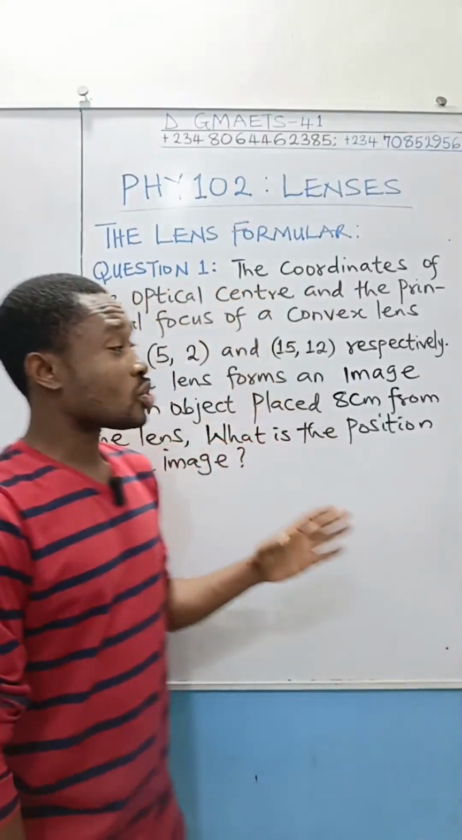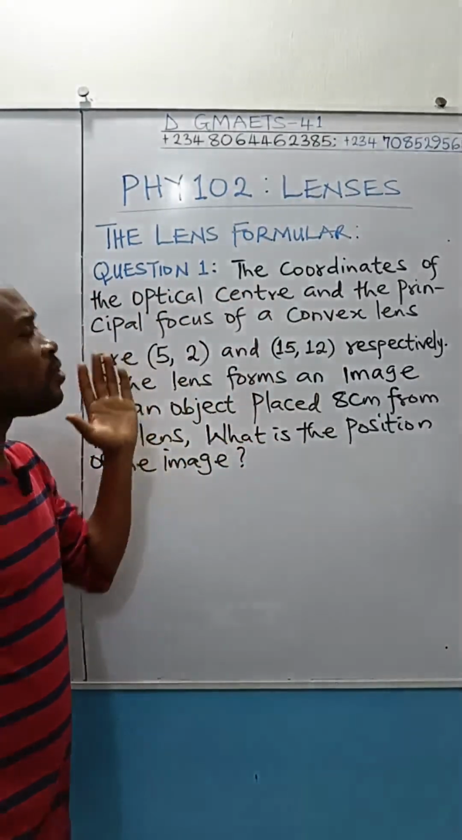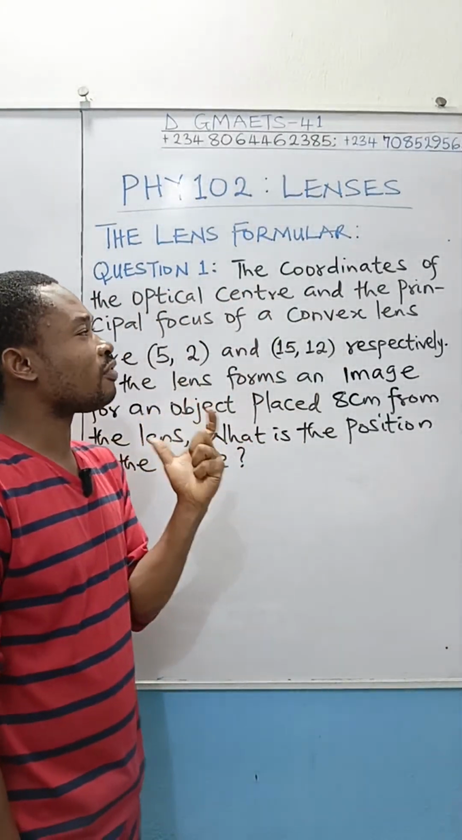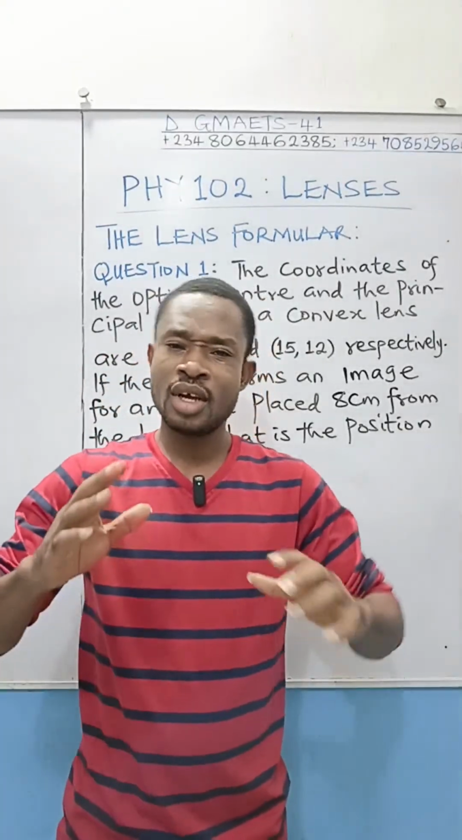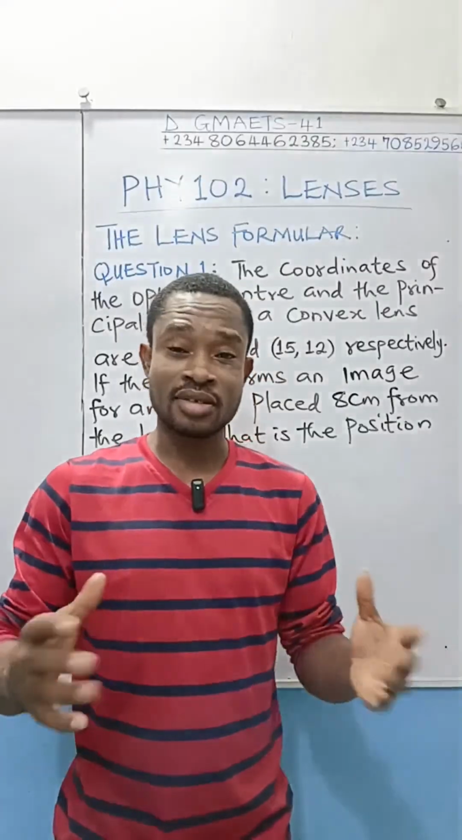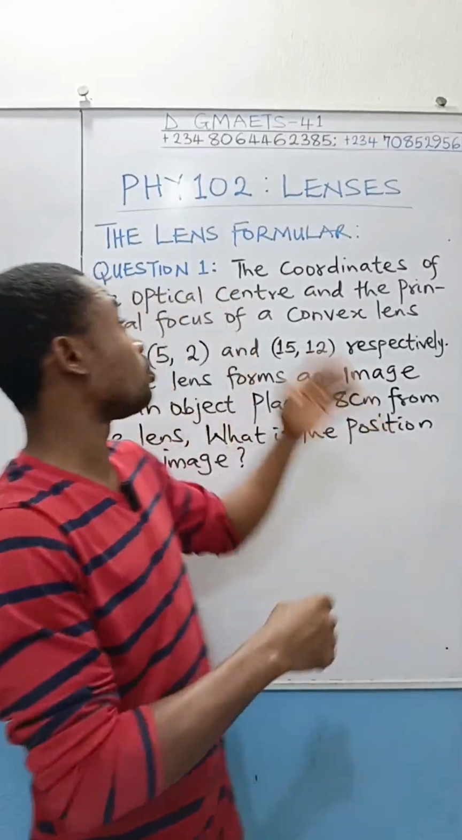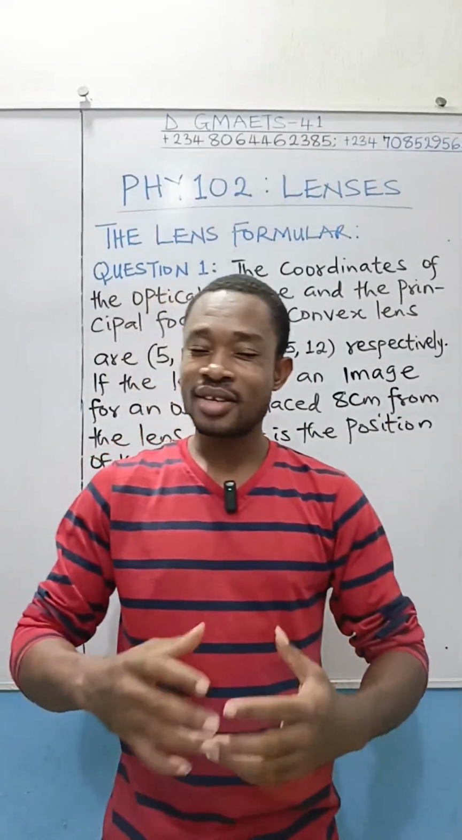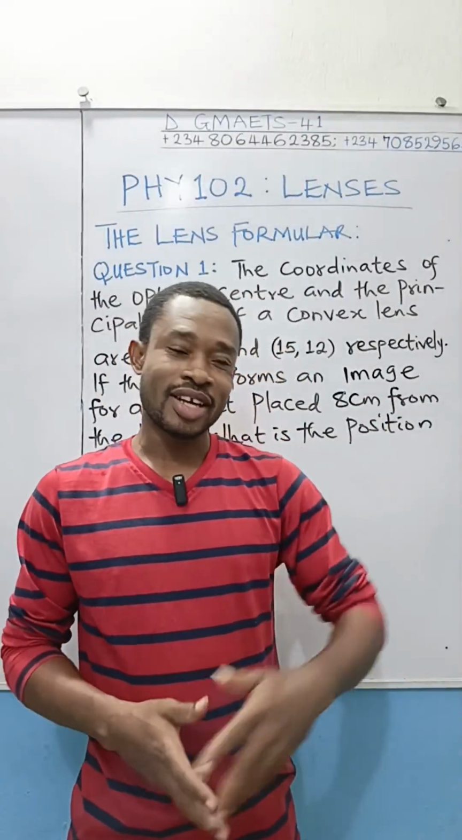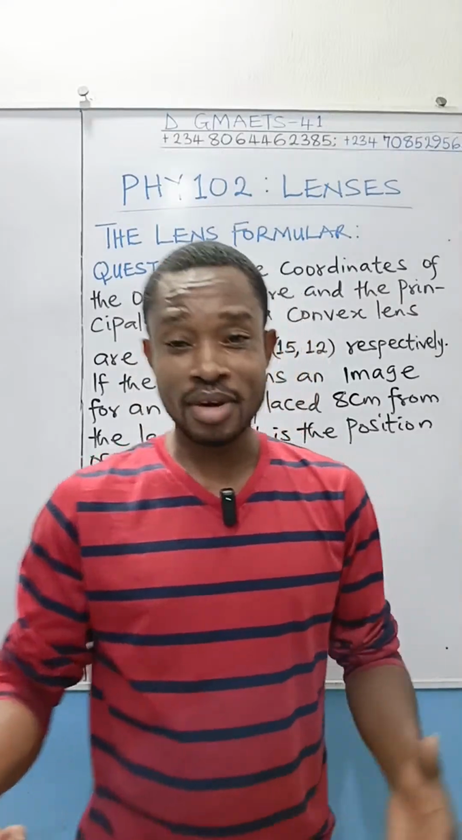So what I really want us to achieve is to see if we really have a good understanding of lens parameters, especially when talking about focal length. Because when you are dealing with lenses, especially if you want to use the lens formula, the concept of focal length is very important. Then you now talk about object distance and image distance.